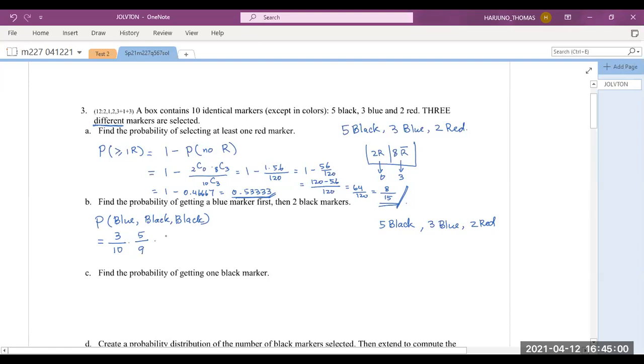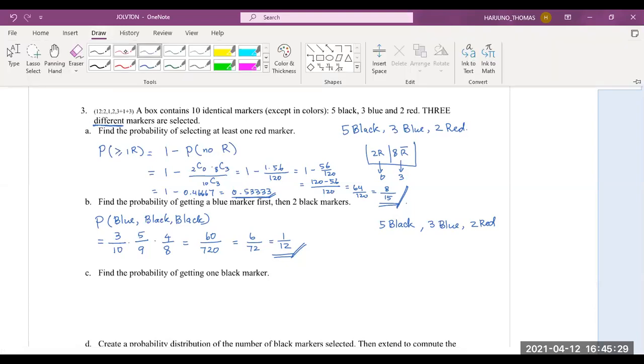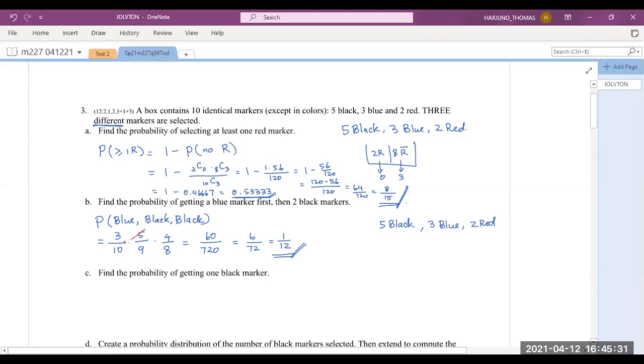And after you took one black out, how many black left? There are 4. 4 black left out of 8. Right? Okay. Now this will be 60 over 720, reduced by 10, reduced by 12. So that's 1/12. If I were you, I would do this kind of canceling, from your arithmetic. This is 1/2, this is 1/2, this is 1/3. So you get 1/12 easily.